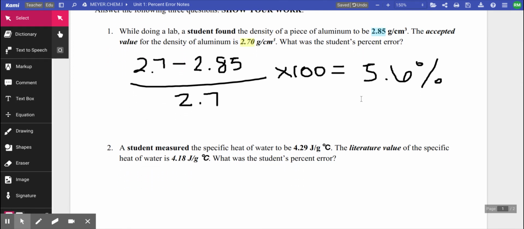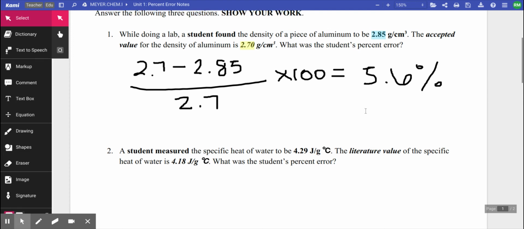A student measured the specific heat of water to be 4.29 joules per gram degrees Celsius. The literature value of the specific heat of water is 4.18 joules per gram degrees Celsius. What was the student's percent error?